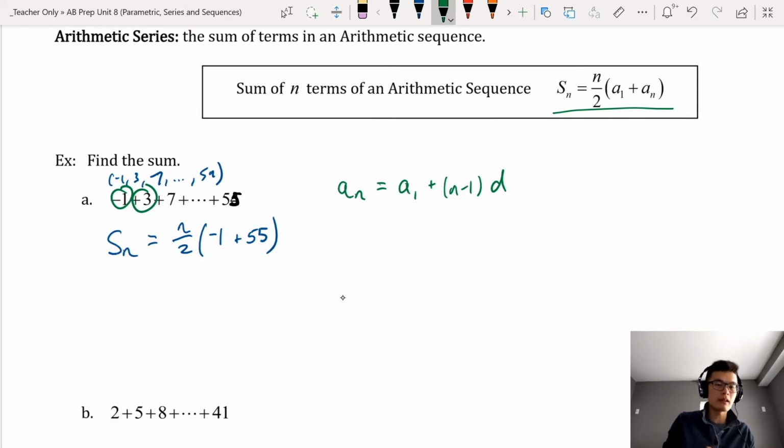Now, last time I did say don't do it that way. You want to think of it as from the second term minus the first term, getting the difference. 7 minus 3 is 4. 3 minus -1 is 4. So we can plug that in. That's going to be 4.